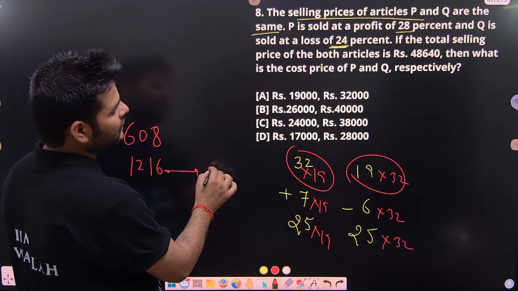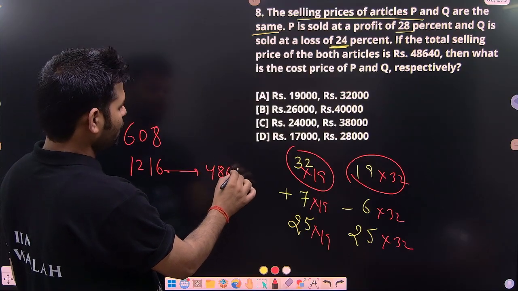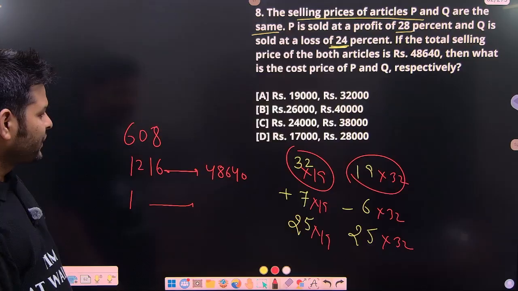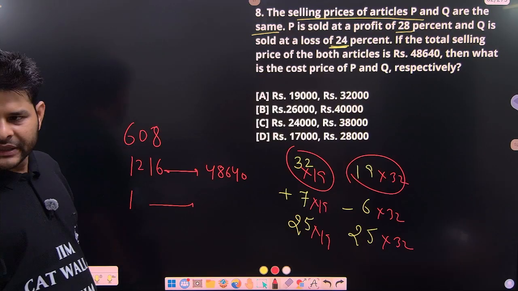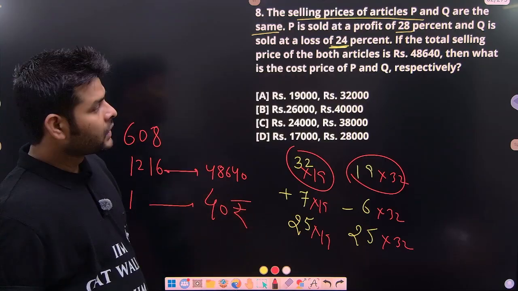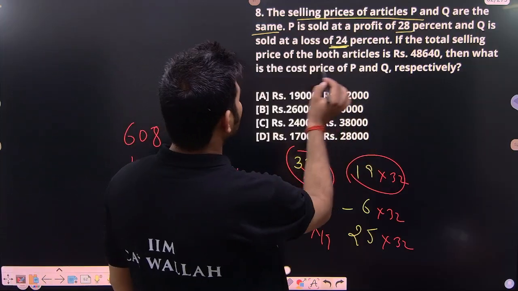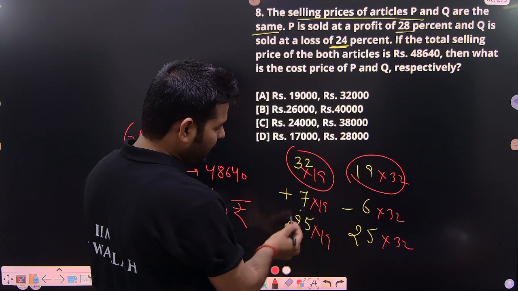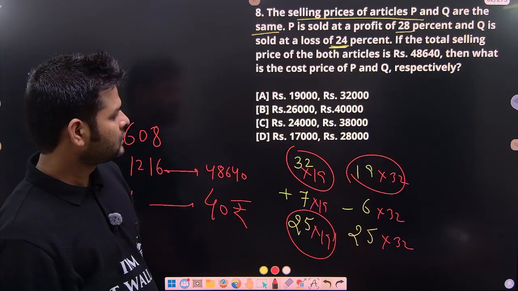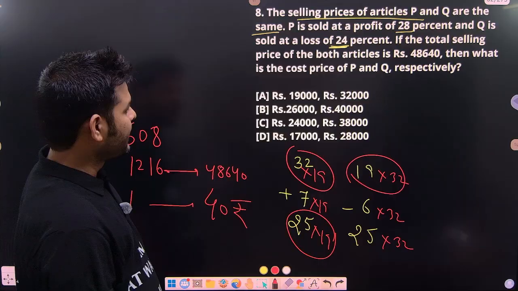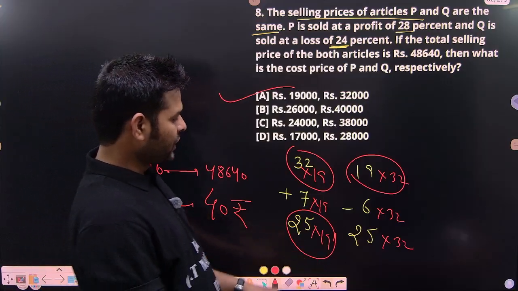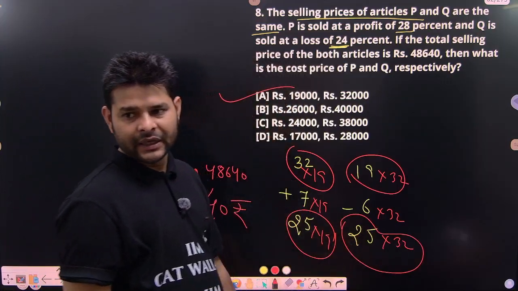1216 is going to represent 48640. So 1 unit value would be, if you divide by that value, exactly 40. So 1 unit means 40 rupees. Now we have been asked the cost price of P and Q. This is basically P, so 25 into 19 multiplied by 40 would be 19,000. The second answer would be 25 into 32. If you want, you can calculate it: just calculate 25, 32 and multiply by 40.